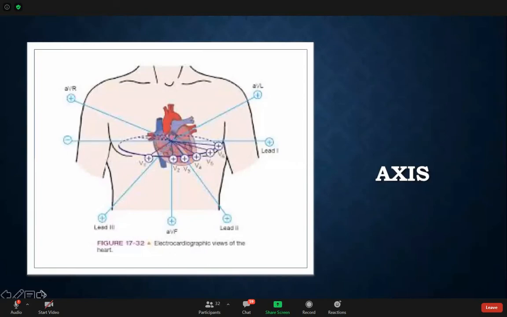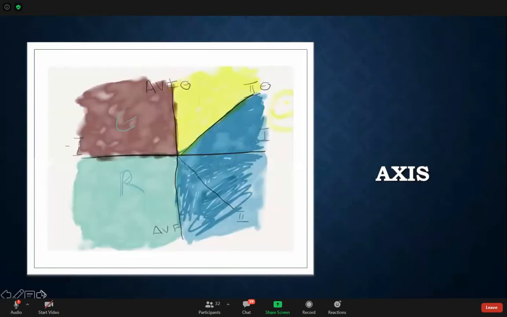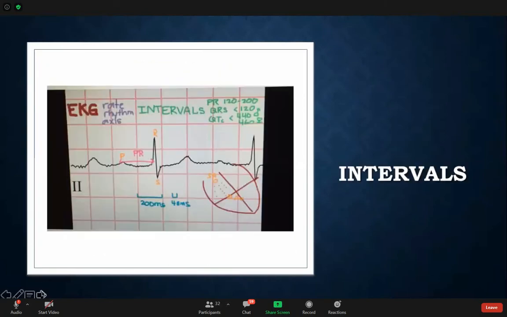Okay, so you have the same explanation, so I'll go there. The intervals you have to remember, okay? Most importantly, the PR is 120 milliseconds to 200 milliseconds. So 200 milliseconds, how many small squares?